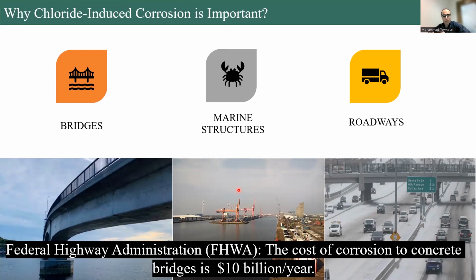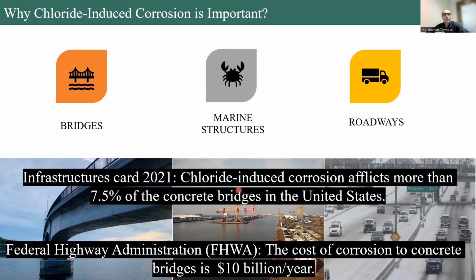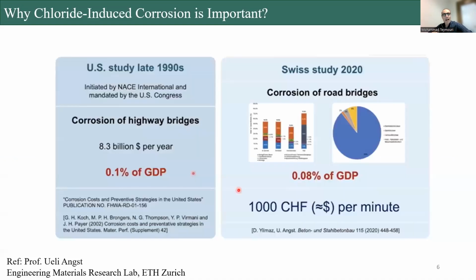There is a report. Based on the Federal Highway Administration report, the cost of corrosion only for concrete bridges is insane. And based on the new report by Infrastructure Corp, we can see that almost 7% of the concrete bridges only in the US are affected by the corrosion of the concrete. This is a global problem, but you can see even the reports in the US are crazy. So it's a big deal. And I took part in a presentation by Professor Angus. I stole two slides from him. You can see again, if you want to compare, the corrosion of the highway bridges only in the US is around 0.1% of GDP.